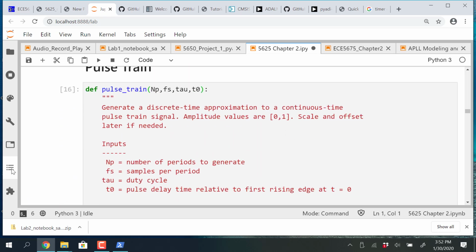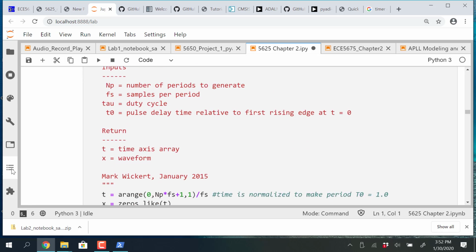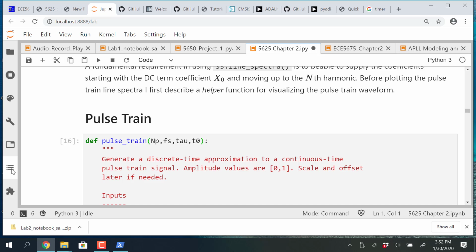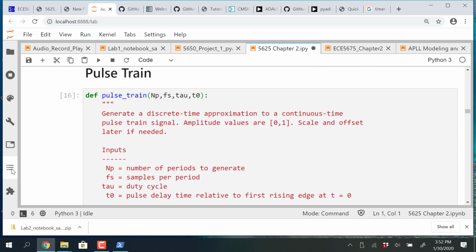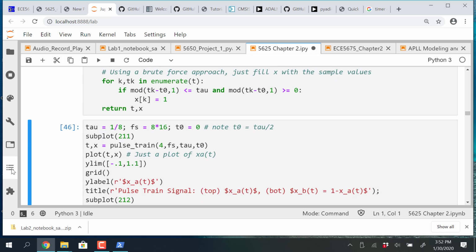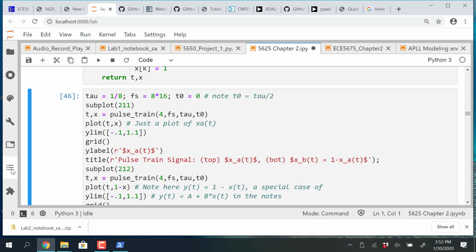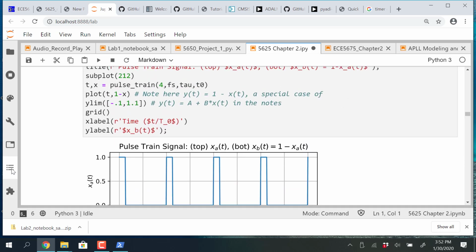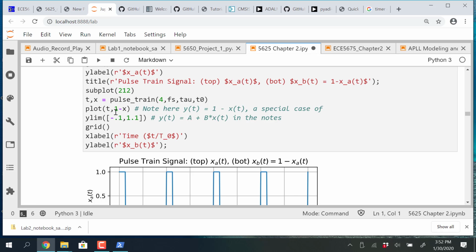So here I just defined a pulse train function for plotting a pulse train. But really I only need one period. So in this function, if you want to plot a picture of a pulse train, I just have it create data that plots n periods of it, and it returns t and x. If I want to actually get that plot, I guess I have it right here. So there's two values of a pulse train. I plotted the pulse train, and then I plotted 1 minus the pulse train over here. So I plotted it twice, actually.